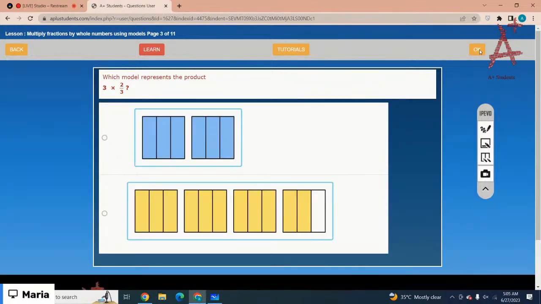Okay, which model represents the product? Which is the correct option, 1 or 2? 3 times 2 makes 6. Yes, very good. That means the shape has 3 portions and 6 of them are colored.